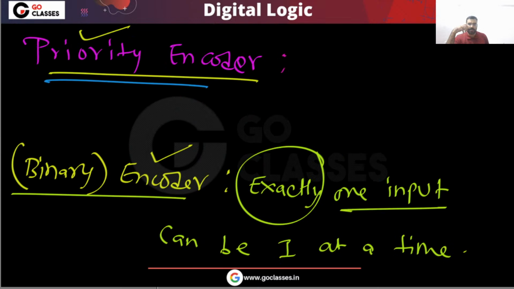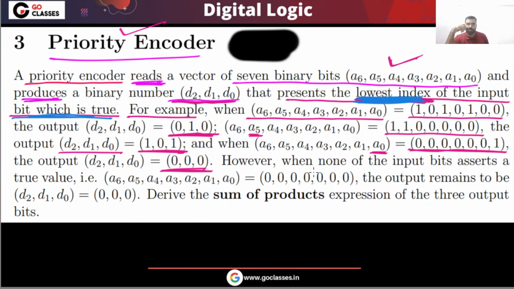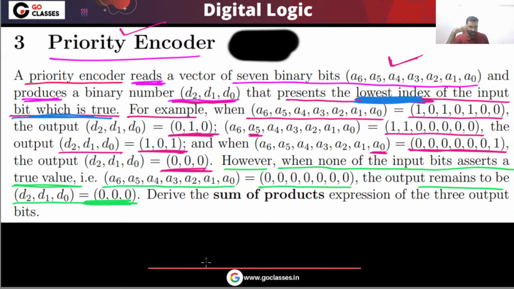So now let's make the table. The question is asking what you need to do. The question is also saying that when none of the input bits is 1, meaning all the inputs are 0 0 0, then the output will be 0 0 0. This is also given to you. Now the question is asking: derive the sum of product expression for the 3 output bits.